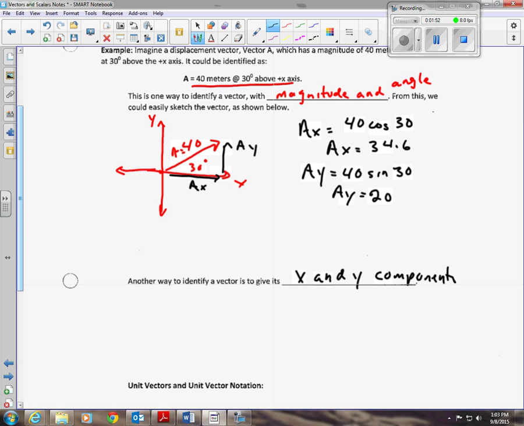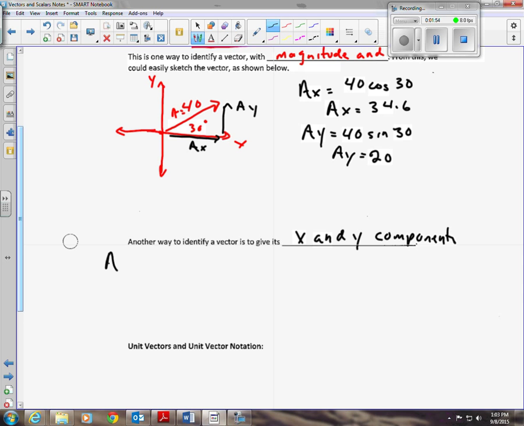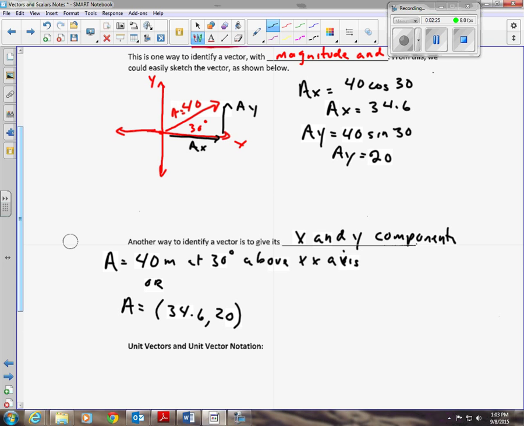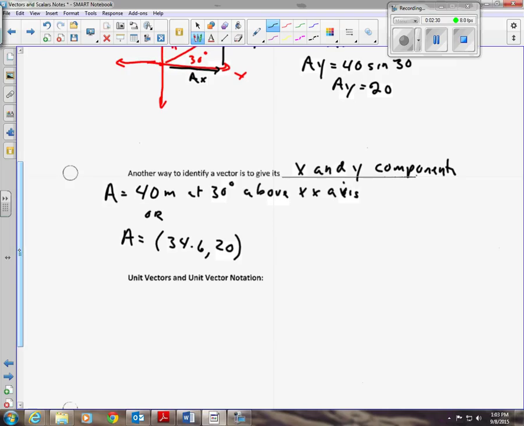All right? And so I can say A is 40 meters at 30 degrees above the plus x-axis. Or I can say A is, now one way I could do is maybe list the components as x and y coordinates. And from either one of those, I could draw the vector. So either one perfectly describes that particular vector.